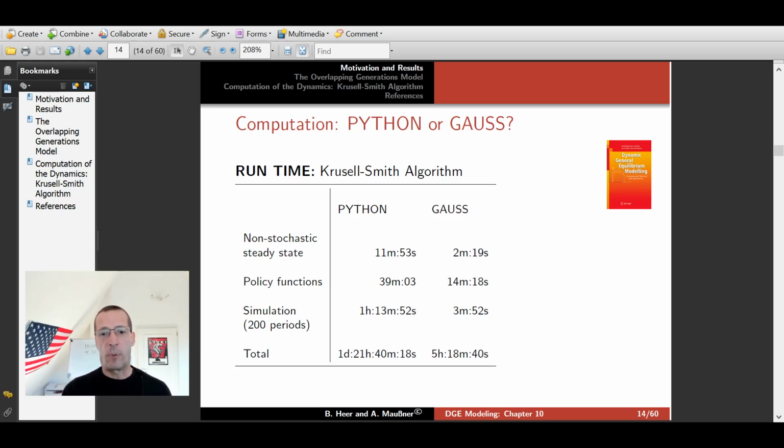Now, the biggest factor with Python, however, is the simulation. We simulate the economy using a realization of 200 periods, 200 shocks in this economy. And this is so time consuming in Python, more than 1 hour, while it takes just 3 minutes in Gauss. This is really the factor that is slowing down our computation. I will point out in the third part of this talk why Python is so slow in this particular problem. Now you can download this code from our homepage.